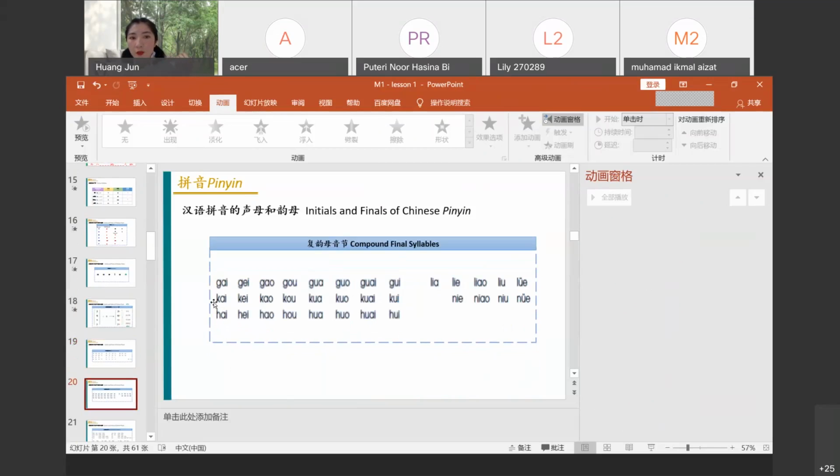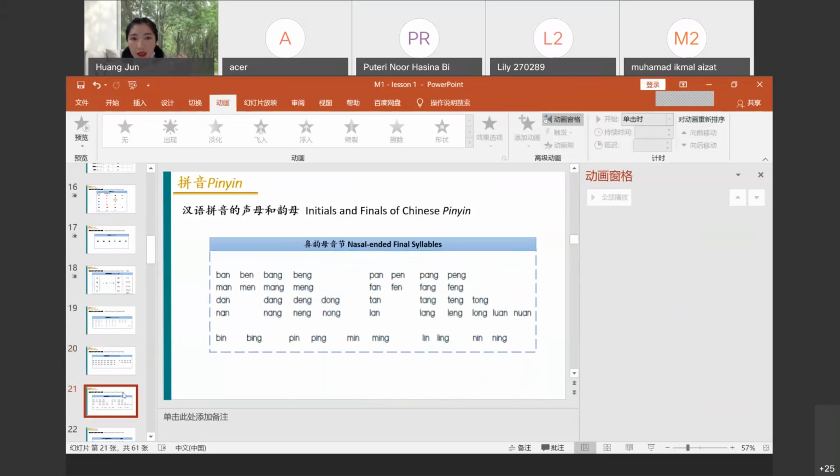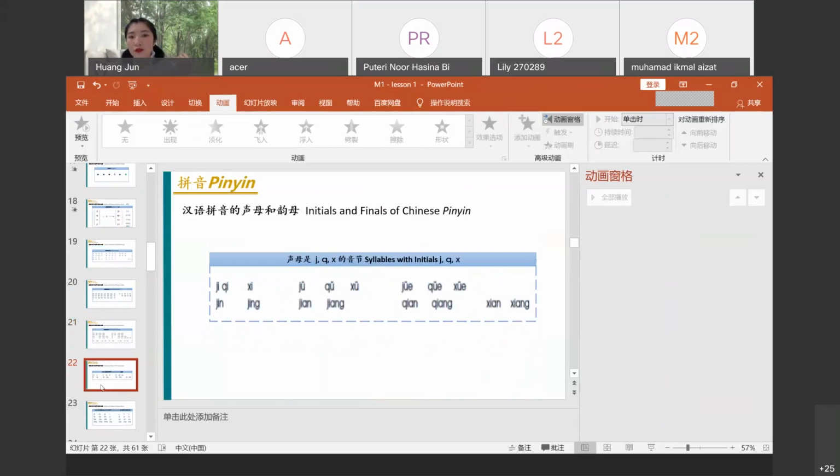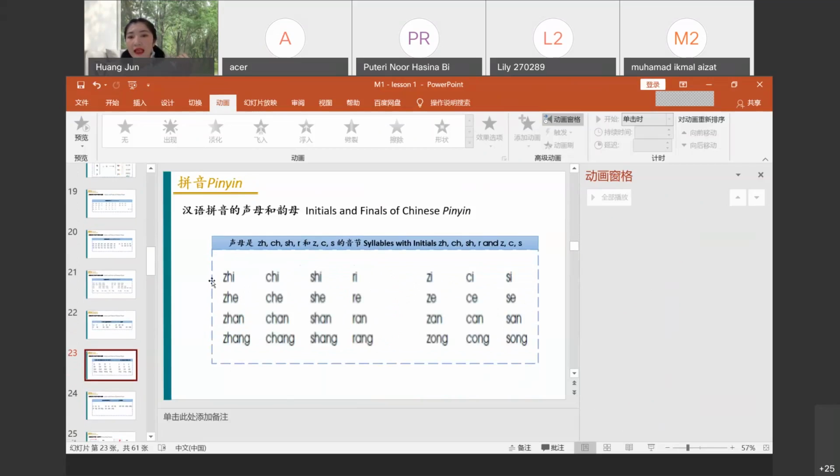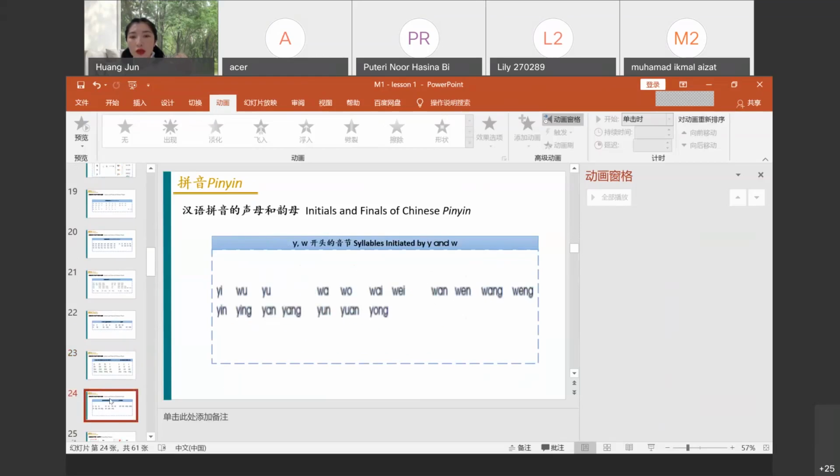Then for compound finals like gai, gei, gao, gou, all the words over here, we also got MP3 for it. And this one, like man, men, mang, meng, each word. So please make sure you have listened to the MP3 and try to repeat after them. They teach you how to read all the syllables in Mandarin.